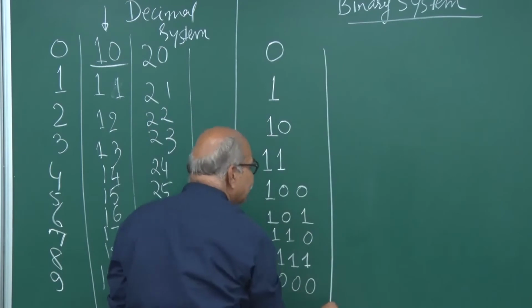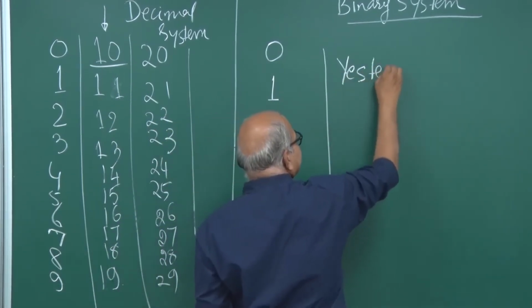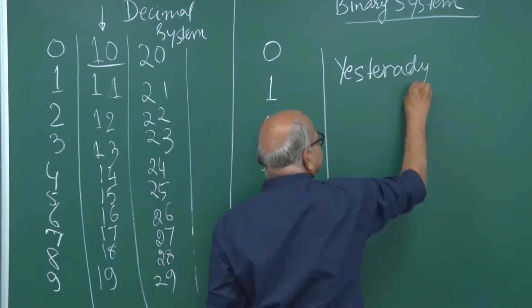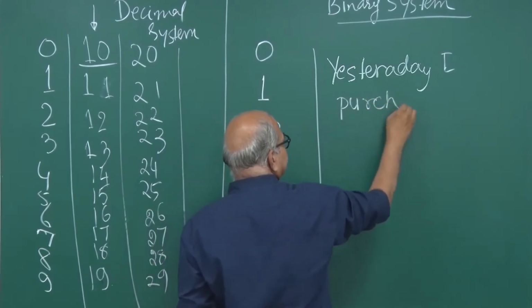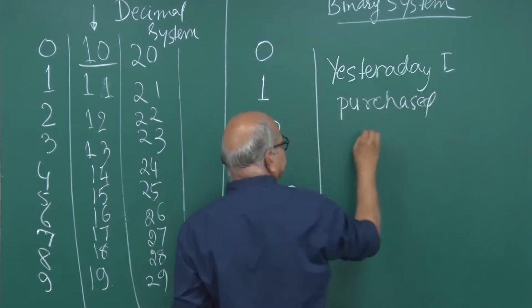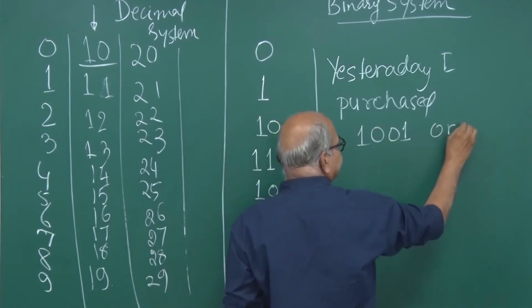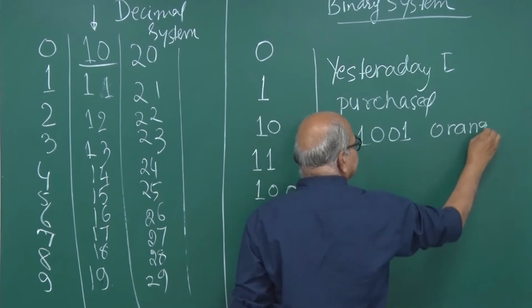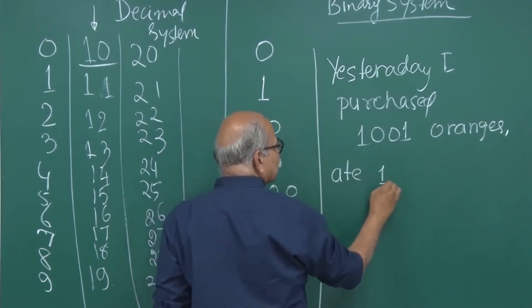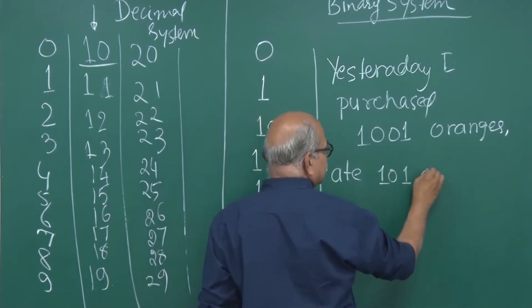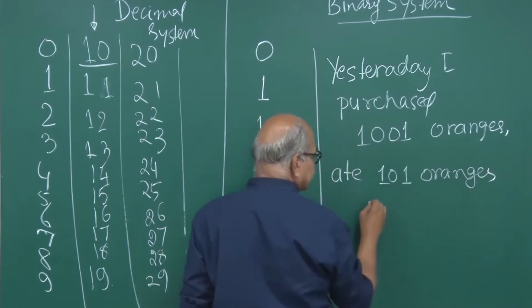So, suppose let me write a sentence: yesterday I purchased, let us say 1001 oranges. At 101 oranges in the morning.